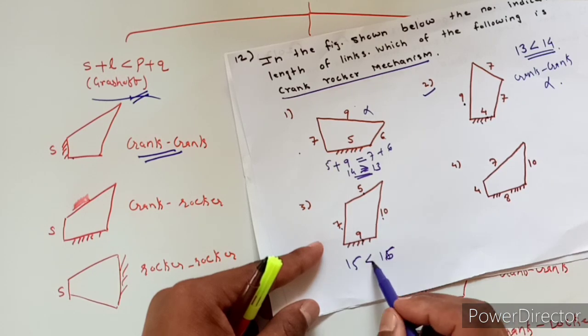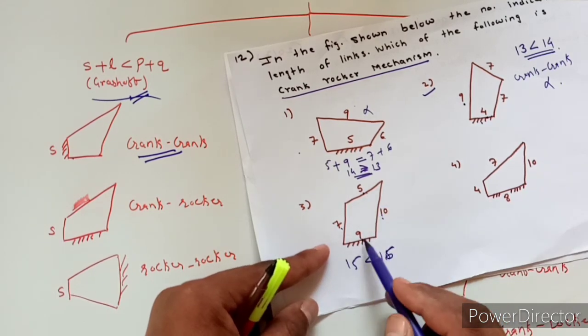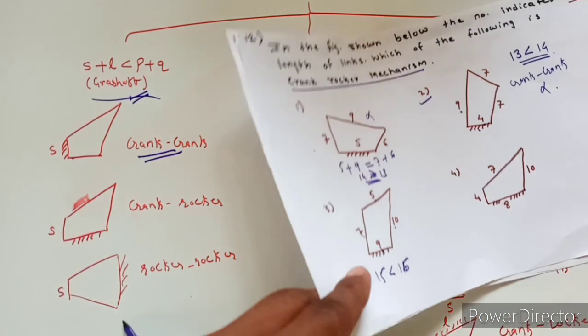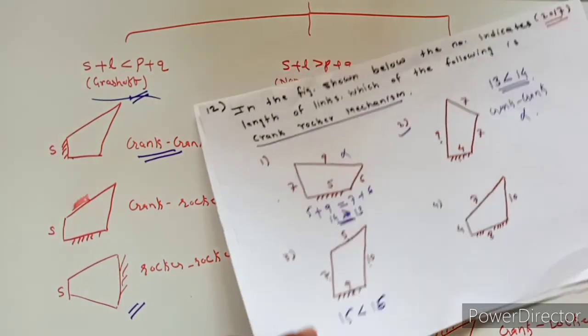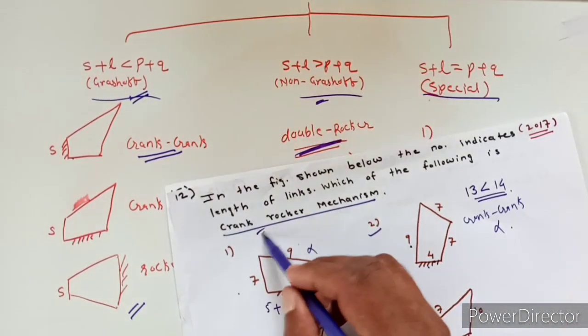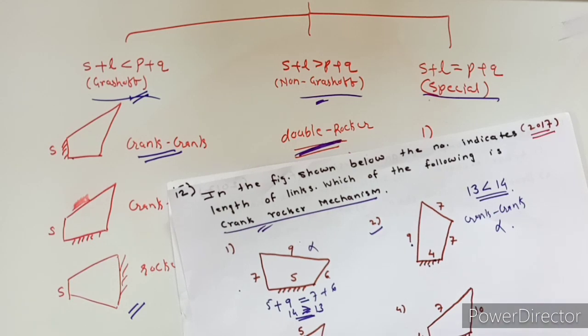16. So S plus L is less than P plus Q. The link opposite to the shortest link is fixed. So this is a rocker mechanism. This is not our answer. We want a crank rocker. Now let us try this.